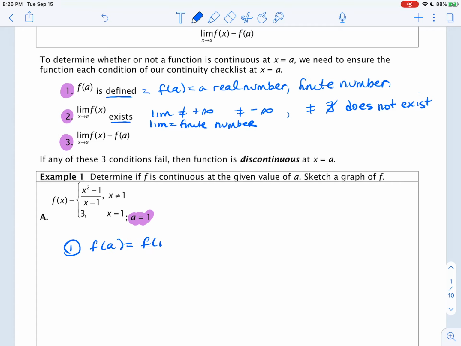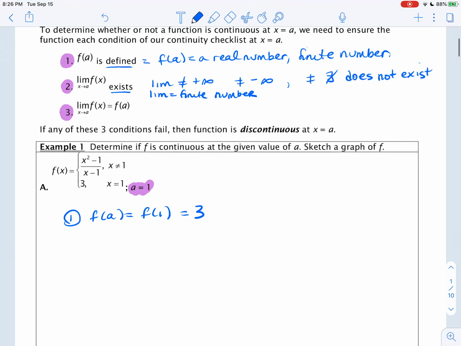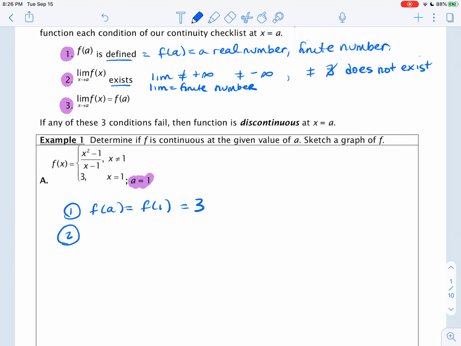What is f of A? That's going to be f of 1. And if we look at our piecewise defined function, that's going to be equal to 3. Okay. Now in all other instances, when x is not equal to 1, it's going to equal the function x squared minus 1 over x minus 1. So I'm going to see if that limit exists. So I'm going to say the limit as x approaches 1 of f of x is going to equal the limit as x approaches 1 of x squared minus 1 over x minus 1.